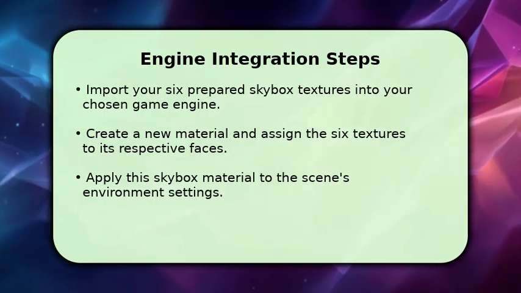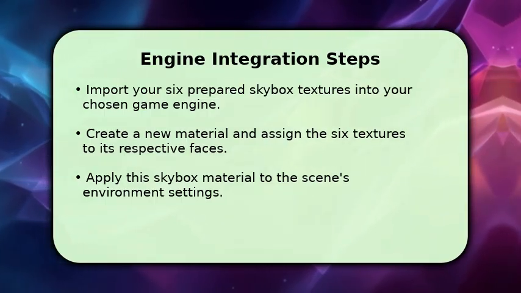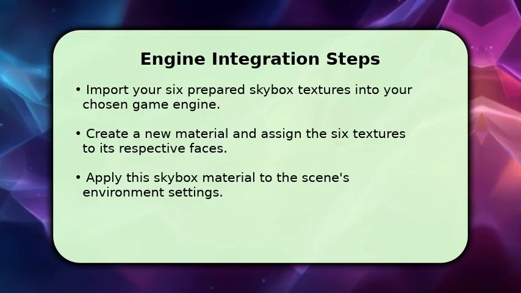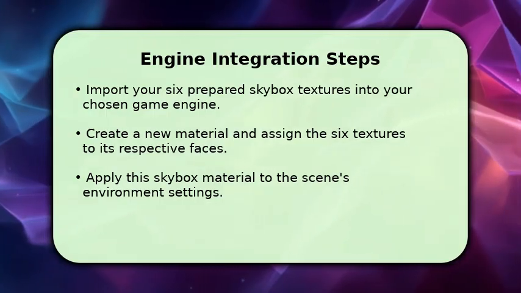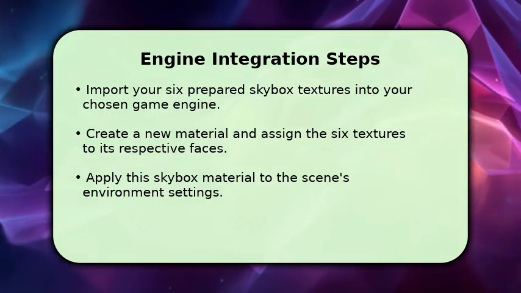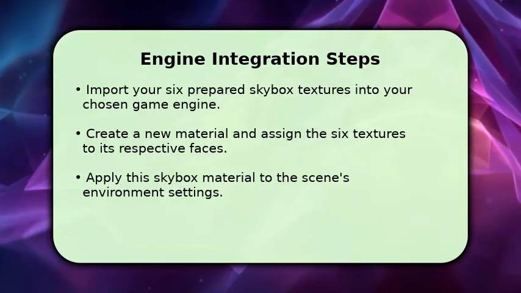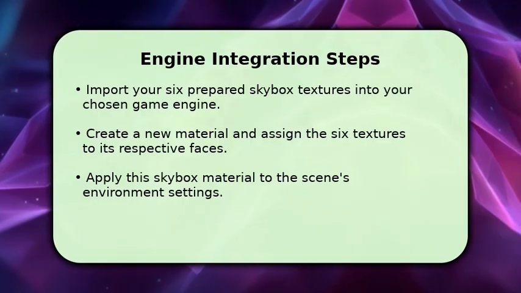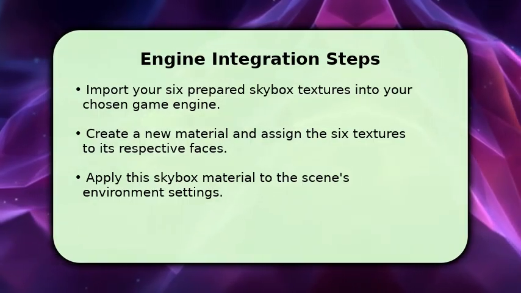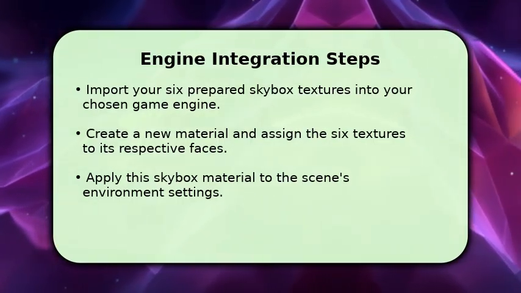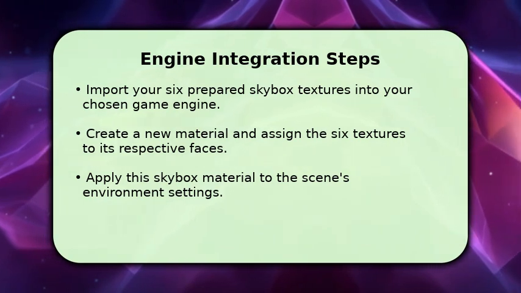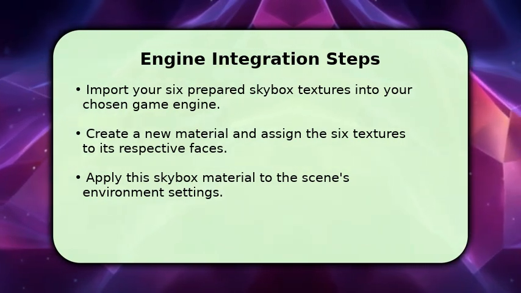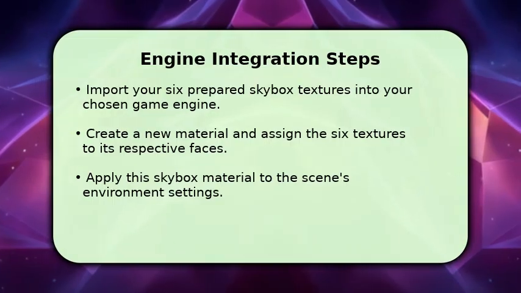First, import all 6 texture files into your project. Then, create a new skybox material within the engine's asset browser. You'll assign each of your 6 textures to the corresponding face of this material, ensuring they are correctly oriented. Finally, apply this newly created skybox material to your scene's environment or world settings. Remember to fine-tune your scene's lighting to complement the skybox for a unified look.